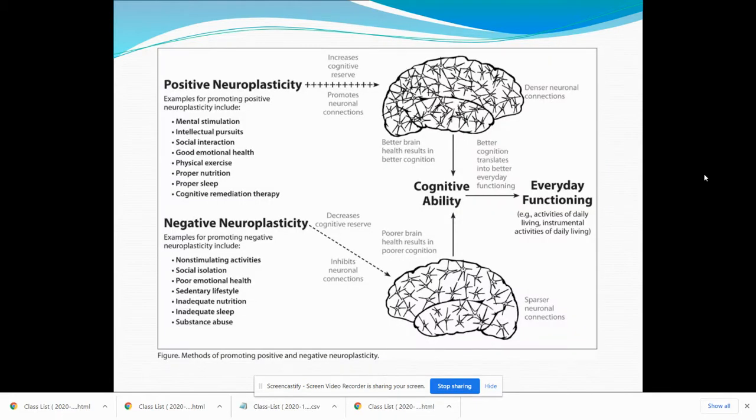Well, children have better plasticity than adults because they can form those networks easier and better. But adults can have good plasticity too if they have great mental stimulation, good social interaction, emotional health, physical exercise, nutrition, sleep. All of these are a healthy lifestyle, which will allow for better cognitive ability, better ability to think, better everyday functioning, and will allow the brain to adjust to experience a lot better. But if a person has a non-healthy lifestyle, social isolation, poor emotional health, inadequate nutrition or sleep, substance abuse, that will inhibit the ability for the neurons to develop connections and pathways, which will lead to poorer cognitive ability and poorer everyday functioning.